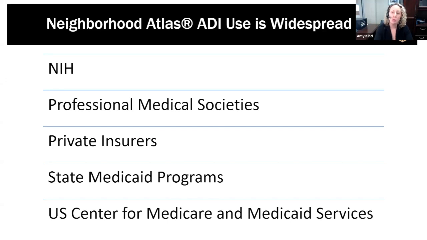Private insurers across the US are using the ADI to inform quality metrics that they receive, as well as payment policies that are moving forward. State Medicaid programs have been doing the same thing, and these Medicaid programs stretch from Florida to Maryland to other places across the United States. And then finally, the US Centers for Medicare and Medicaid Services now is using the ADI across a number of its new payment models, including its ACO REACH model that I'll show you in a moment. It uses the ADI as its health equity benchmark.